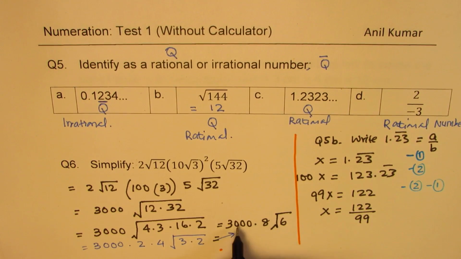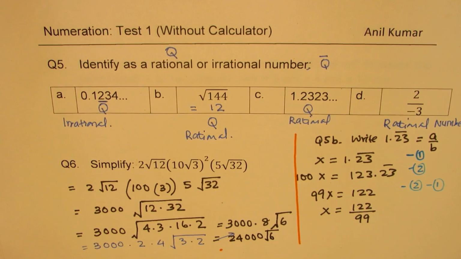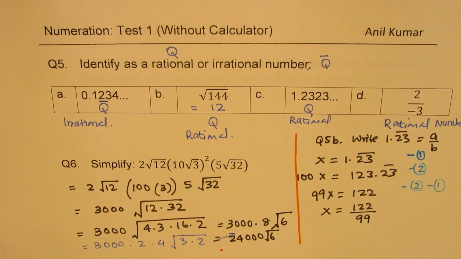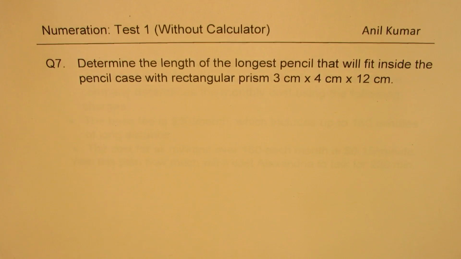Now let's multiply this by 8, so we get 24,000 square root 6, and that becomes the answer for the given question, correct? So that is how we are going to answer it. Now let's move on and do question number 7.